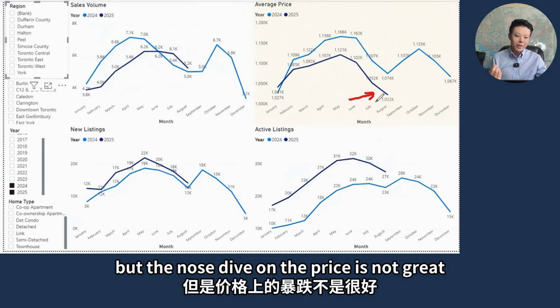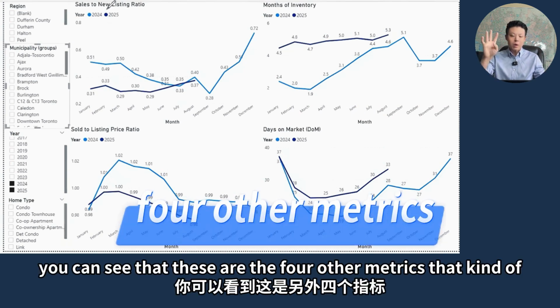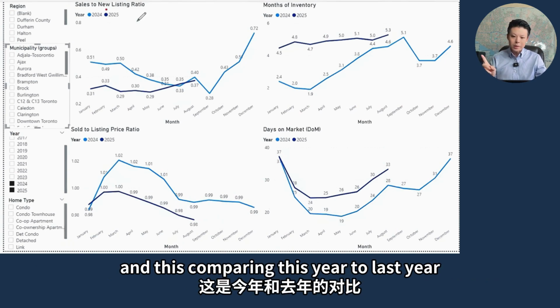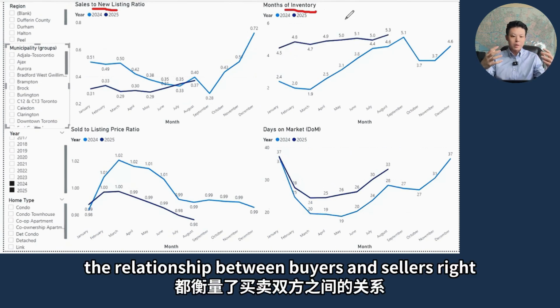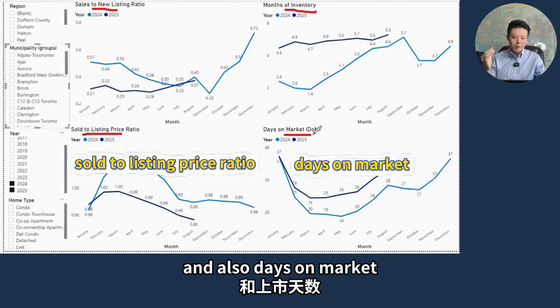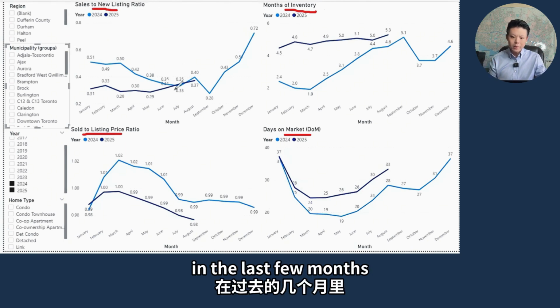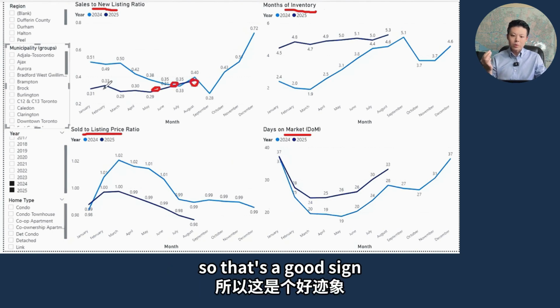But the nosedive on the price is not great, and we can observe that in our actual transactions as well. On this second page, you can see the four other metrics that give us a sense of where the market is going, comparing this year to last year. The sales to new listing ratio and months of inventory both measure the relationship between buyers and sellers. Then there's the sold to listing price ratio, and also days on market. You can see that the sales to new listing ratio in the last few months is actually improving, which is a good sign.